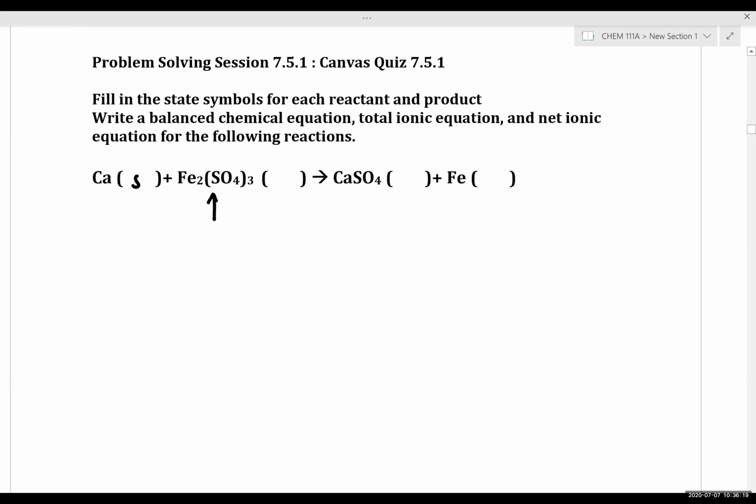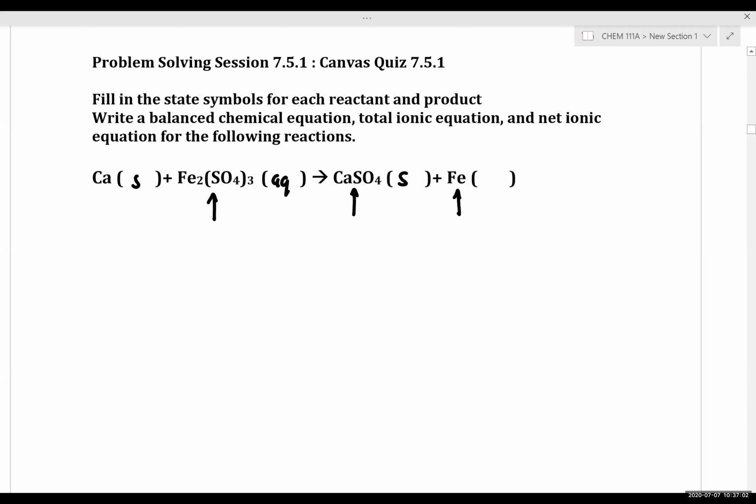Iron 3 sulfate. What state symbol do we put for iron 3 sulfate? In general, most sulfate salts, are they soluble or insoluble? Most sulfate salts are soluble. Okay, calcium sulfate. If we look at our solubility table in the sulfate solubility rules, tell me, is calcium an exception? Is it soluble or is it insoluble? It's an exception. It's insoluble. So we put a solid symbol.